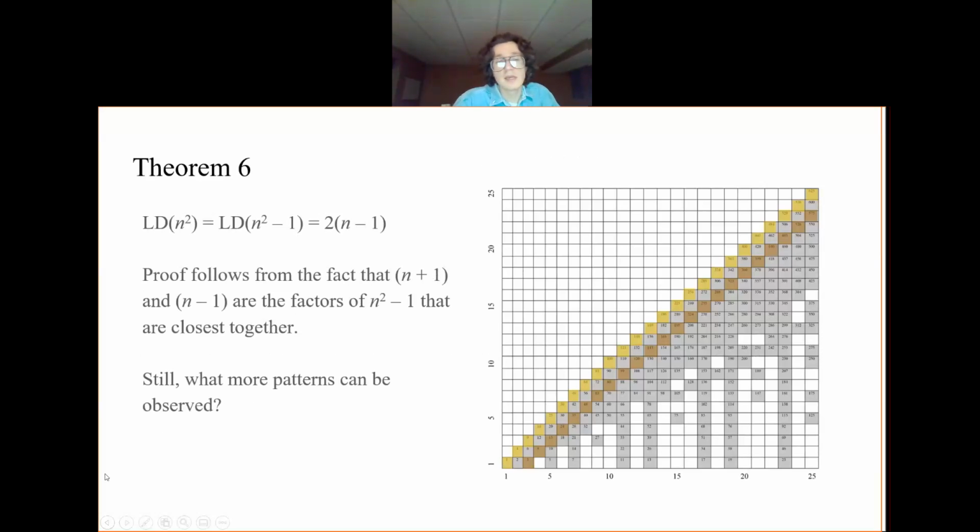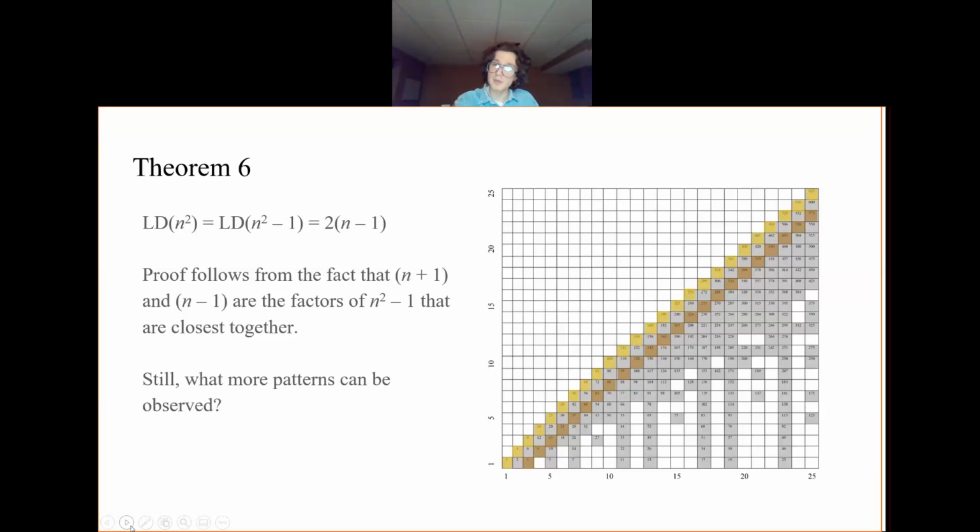Theorem 6. We notice another pattern similar to the one in theorem 2, where the square numbers appear in this yellow diagonal, but also every square number minus 1 appears on this brown diagonal. So where you have 225, you'll have 224. Where you have 144, you'll have 143. So the statement of this theorem, LD of n squared equals LD of n squared minus 1 equals 2 times the quantity n minus 1. And the proof follows from the fact that n plus 1 and n minus 1 are the factors of n squared minus 1 that are closest together, which we obtained from our last theorem, theorem 5.